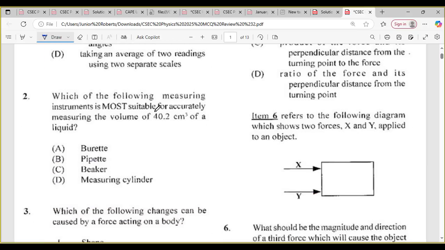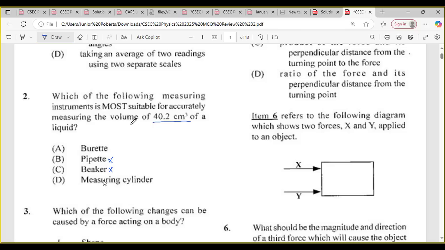Number 2 says, which of the following measuring instruments is more suitable for accurately measuring the volume of 40.2 centimeters cubed of a liquid? We have our options right here: burette, pipette, beaker, and the measuring cylinder. The beaker will not allow us to accurately take this measurement, so we can take that out. The pipette has a limited capacity, about 25 centimeters cubed, and we're going for 40.2, so we can take that out.